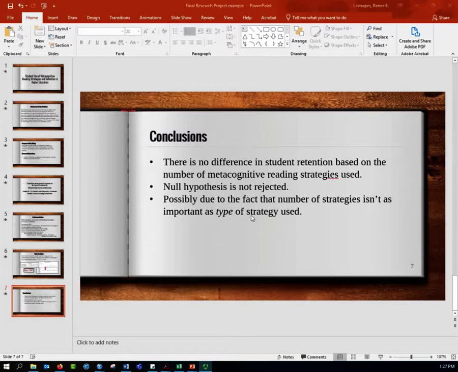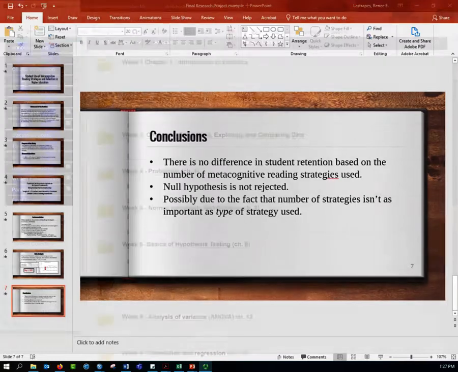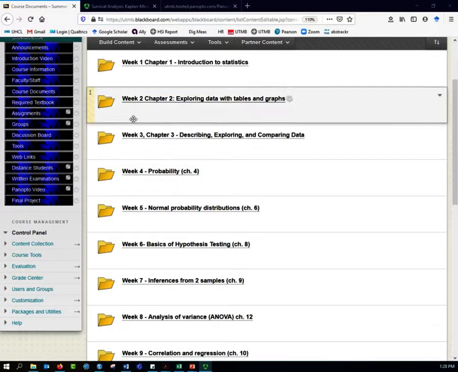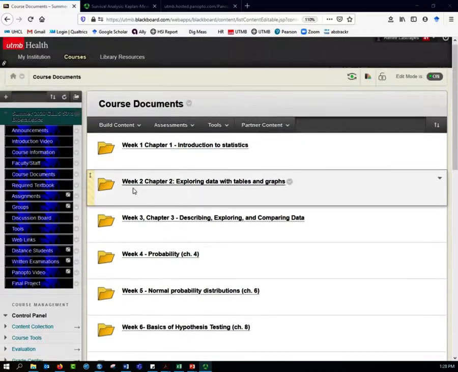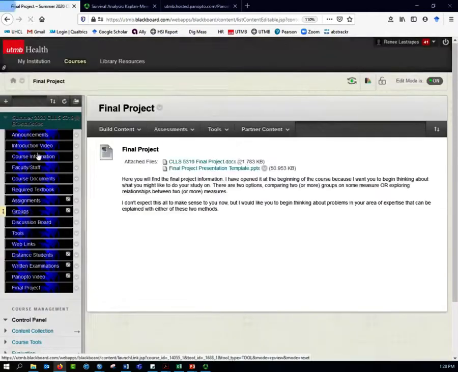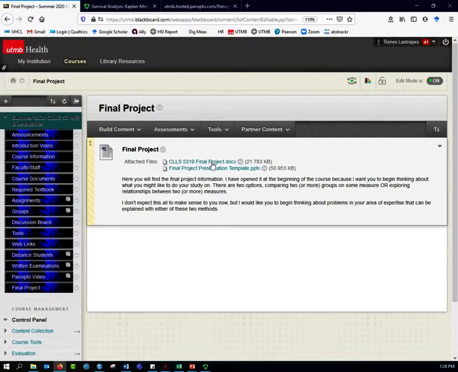Okay, and one thing I want to show you is where to find these documents. Alright, so if you go to Final Project here, so here we are at the course, I'm in the course documents page, but it's all here. If I just go straight to Final Project, you see that I have some things here that you can't see. If I click here, I can open the PowerPoint that you just saw, and then here's the document.